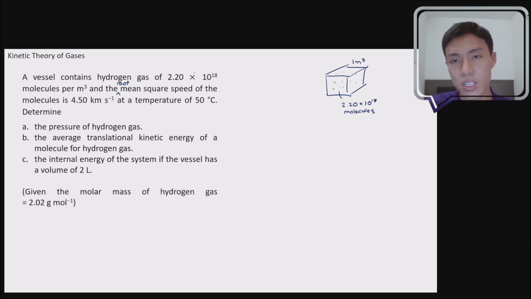But actually what this value means here is N over V. So N over V is equal to 2.20 times 10 to the power of 18 molecules per meter cube, meter negative 3. That's the number of molecules that you can find for every 1 meter cube of volume you have. The root mean square speed of the molecules is 4.50 km per second. So root mean square speed, that is VRMS, is equal to 4.50 km per second.